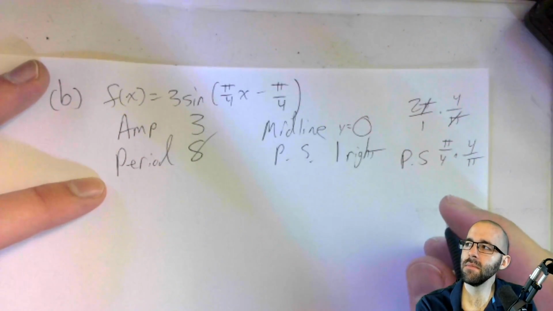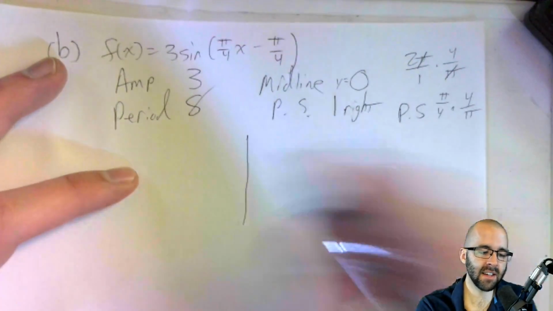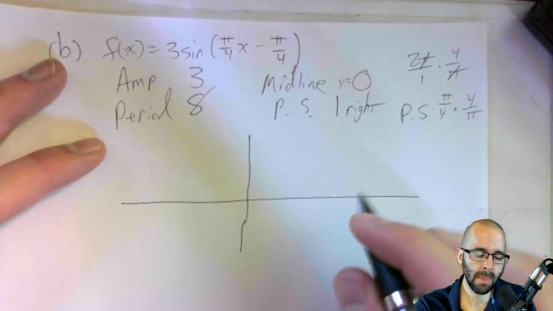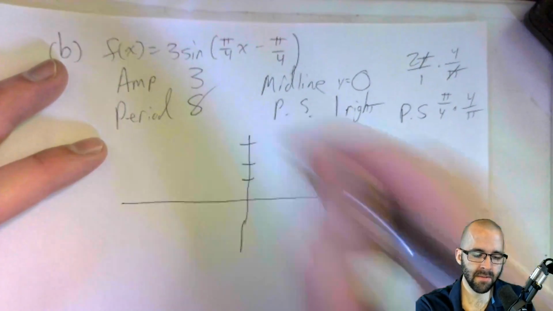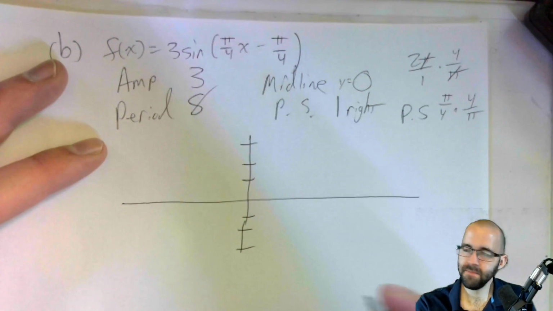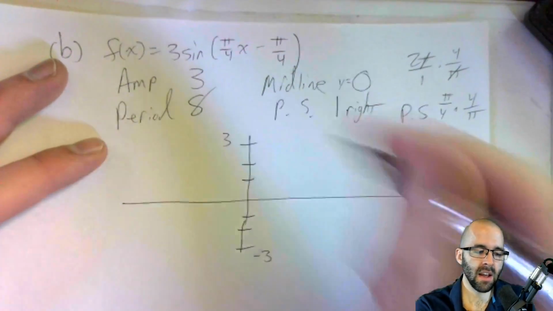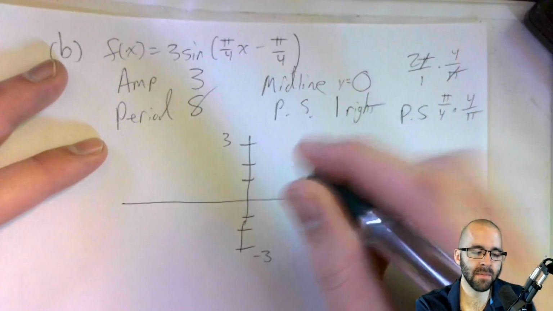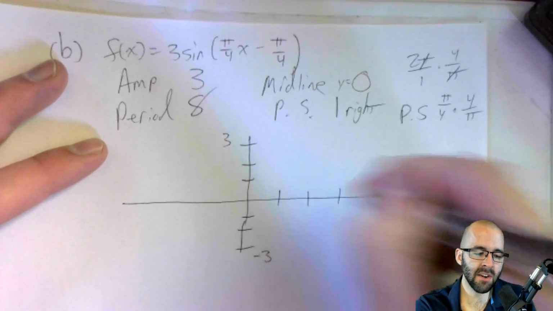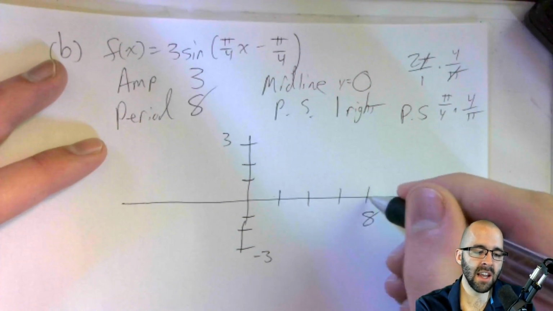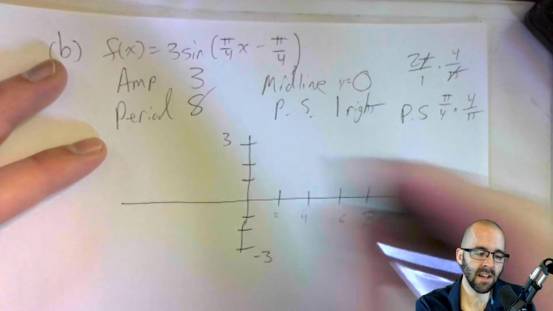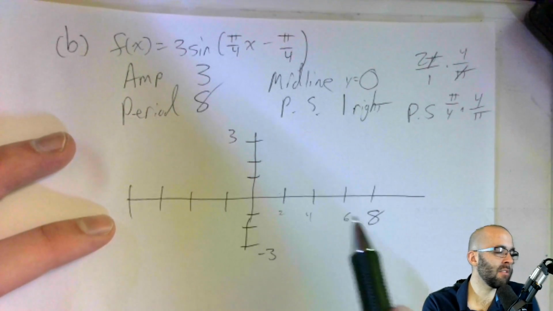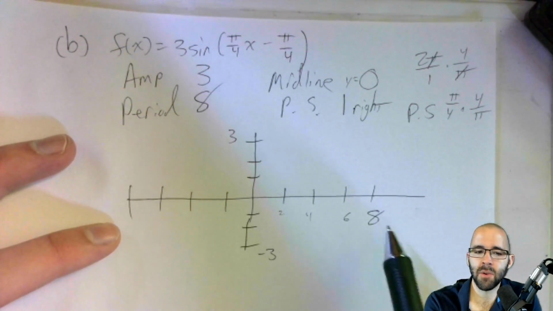So let's make our axes again. Again, the midline is 0, so we can have a nice centered graph. The amplitude is 3, so we're going to go up 3 and down 3. And again, I like having the period just split up into 4 parts. So let's count by 2s this time. Nobody said we always have to count by 1s. So here's 8: 2, 4, 6, 8. Because again, usually for graphing these, the easiest way is just to divide the period into 4 parts.